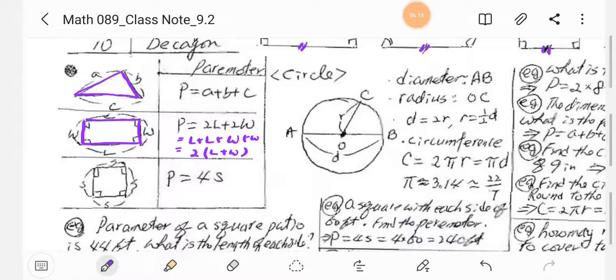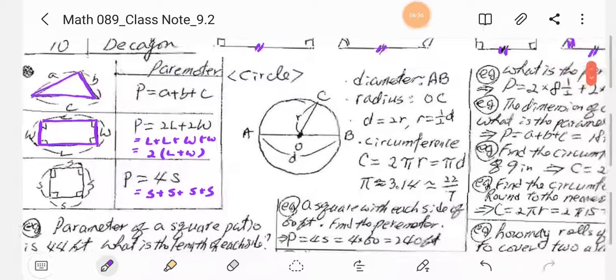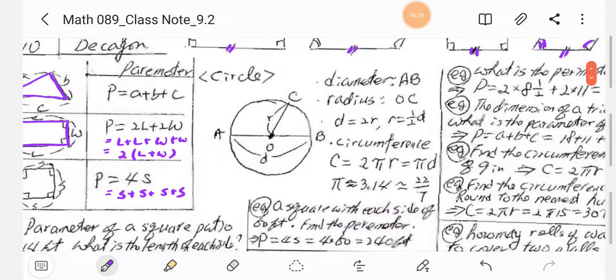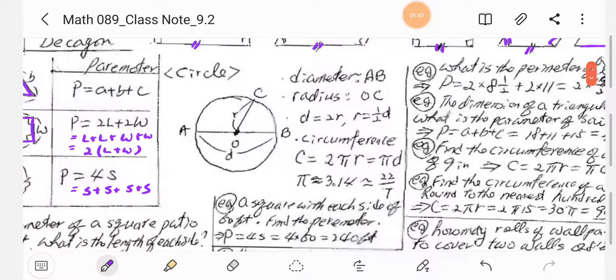It's the same. And if this is a square, then of course each side length is the same. So all four side lengths are the same. So it will be S plus S plus S plus S, that is 4S. Okay, how about a circle? What is the length around a circle? The length of a circle we call the circumference.